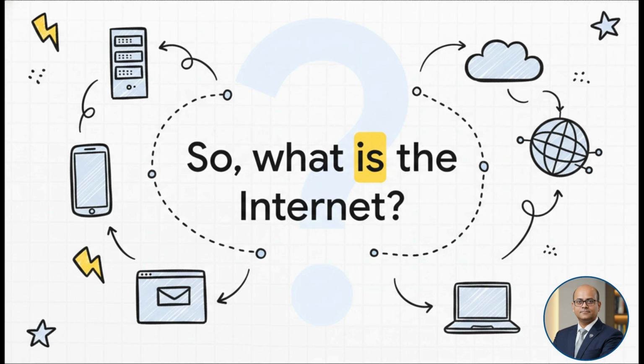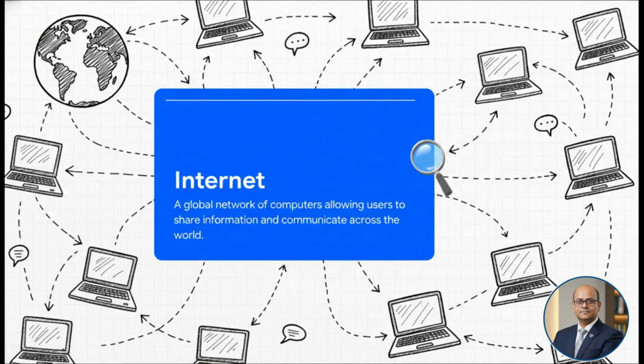It seems like magic now. You click a button and you can talk to your cousin in another city. But it is not magic, it is technology. Okay, students, please look here. The proper definition is this. The internet is a global network of computers. Global means all over the world. It's a very, very big network connecting all computers, so we can share information and talk to each other.